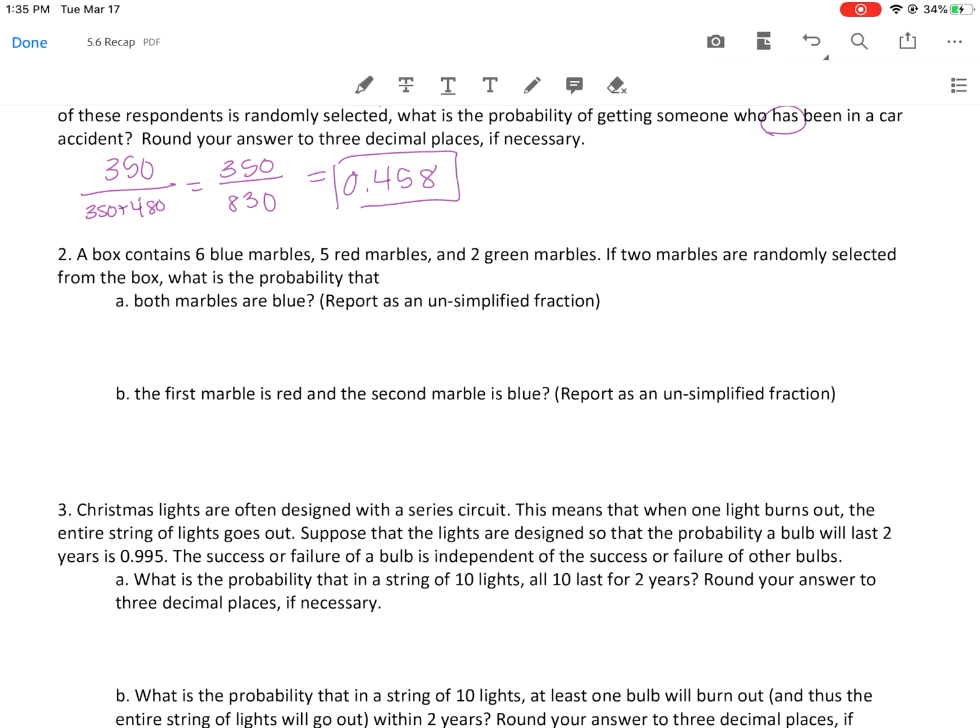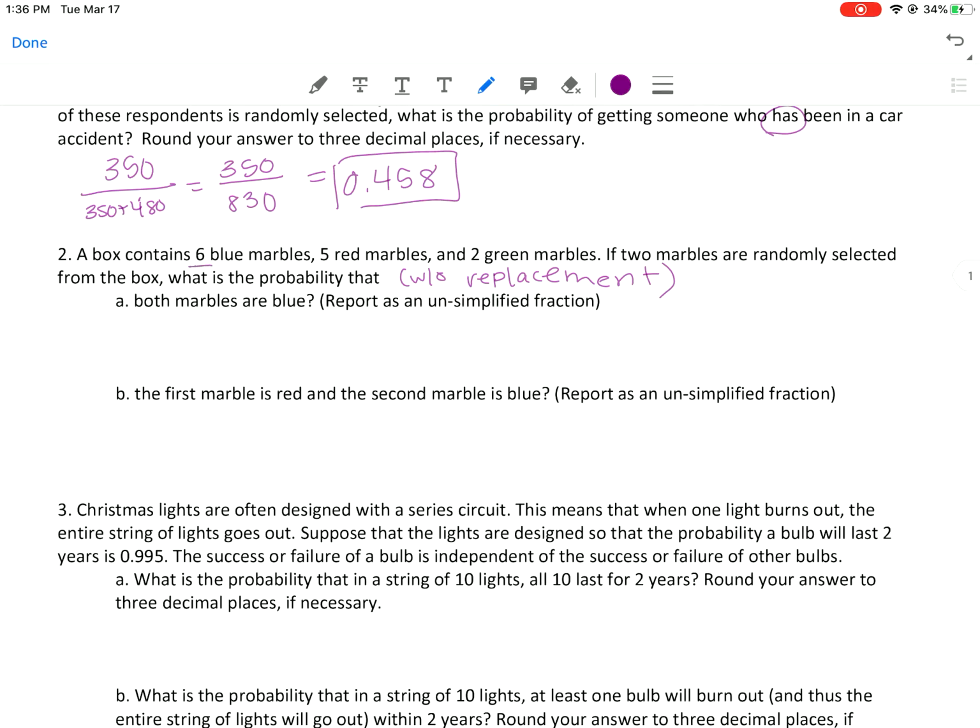So let's look at the next one. A box contains 6 blue marbles, 5 red marbles, and 2 green marbles. If 2 marbles are randomly selected from the box, what is the probability that, and here, I would also assume without replacement. I probably should have put that specifically in the problem. But we'll do that. That both are blue.